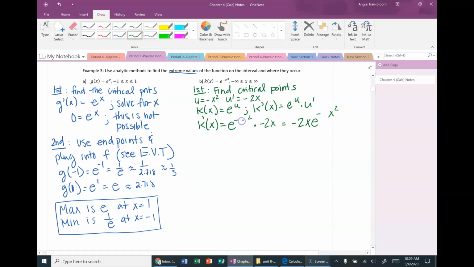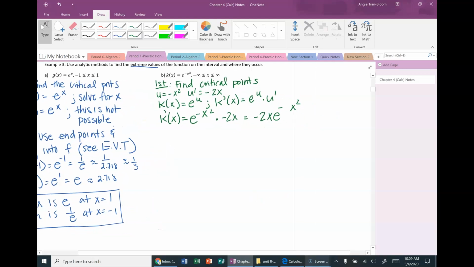Let me fix my x again. Okay, so currently we have the derivative, which is times e to the negative x squared. And now, remember, we have to solve for x. So let's solve for x. So set it equal to 0. Or you know what, let me spell that out for you.